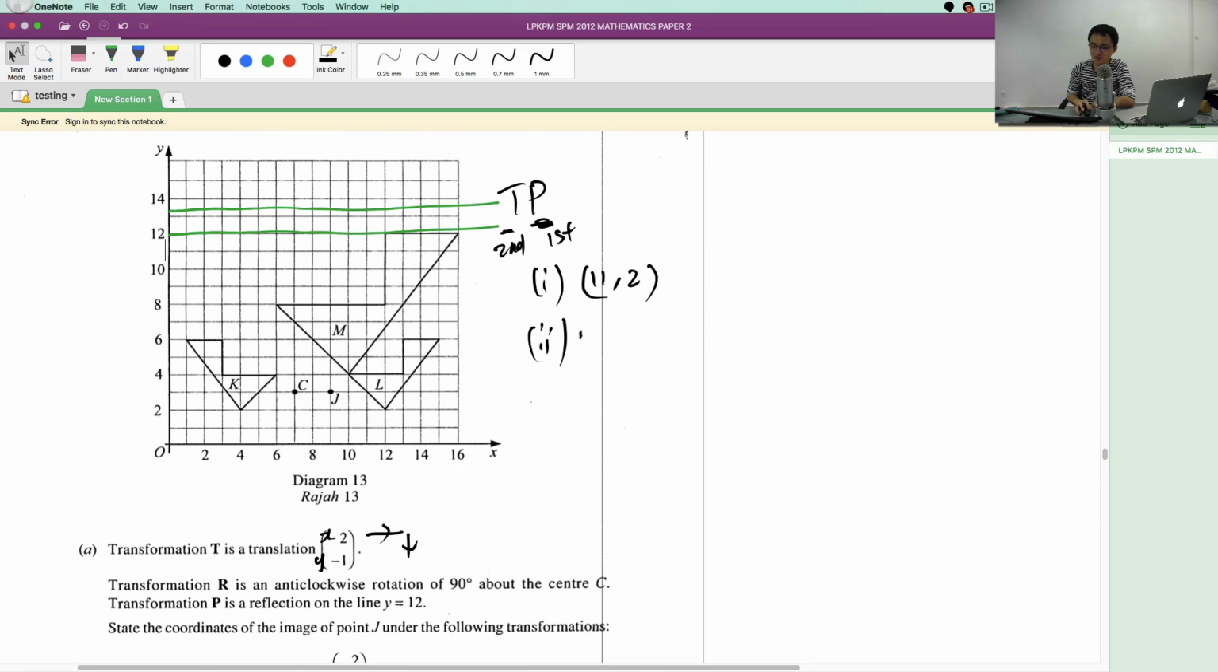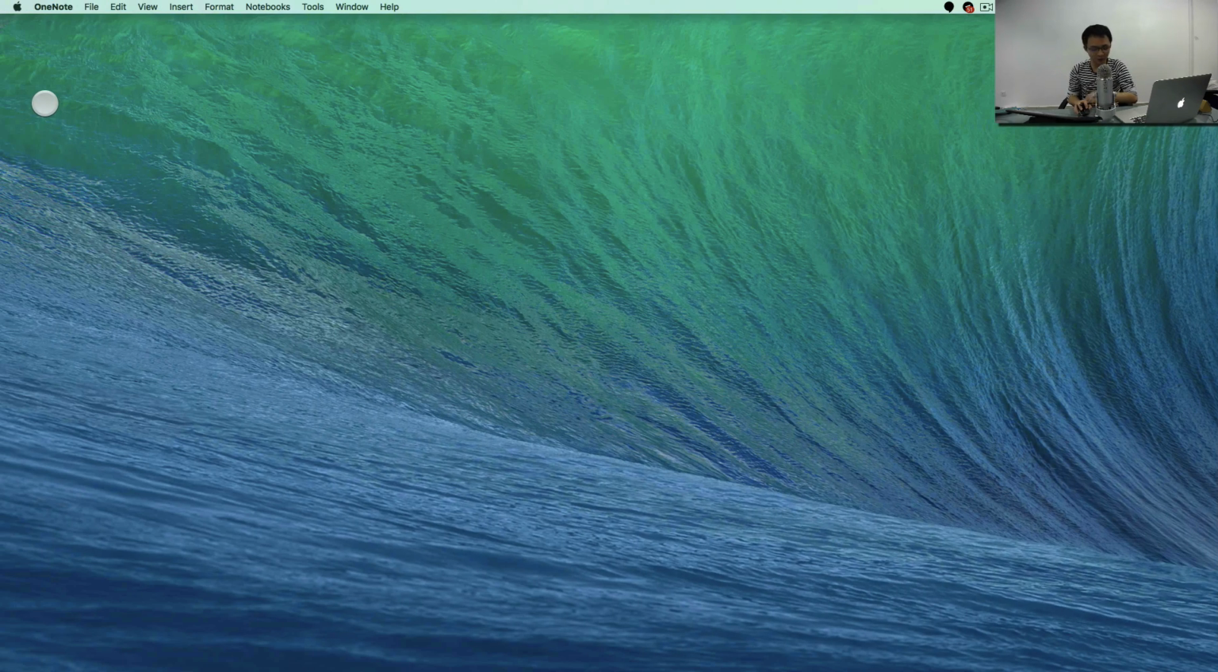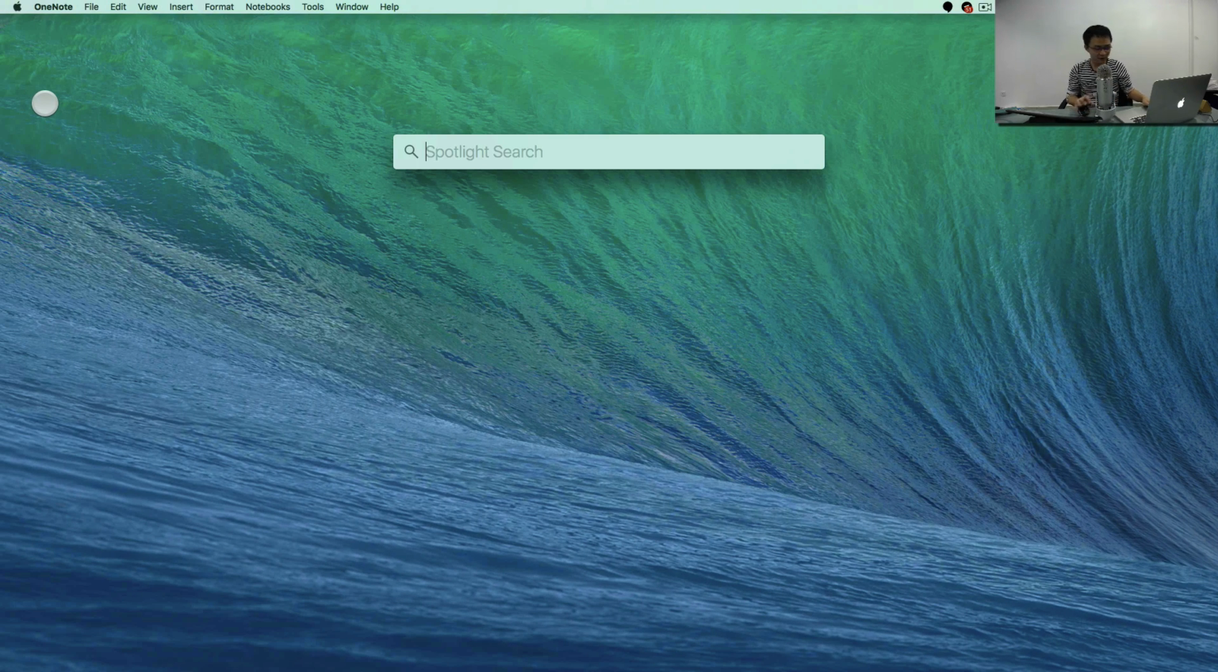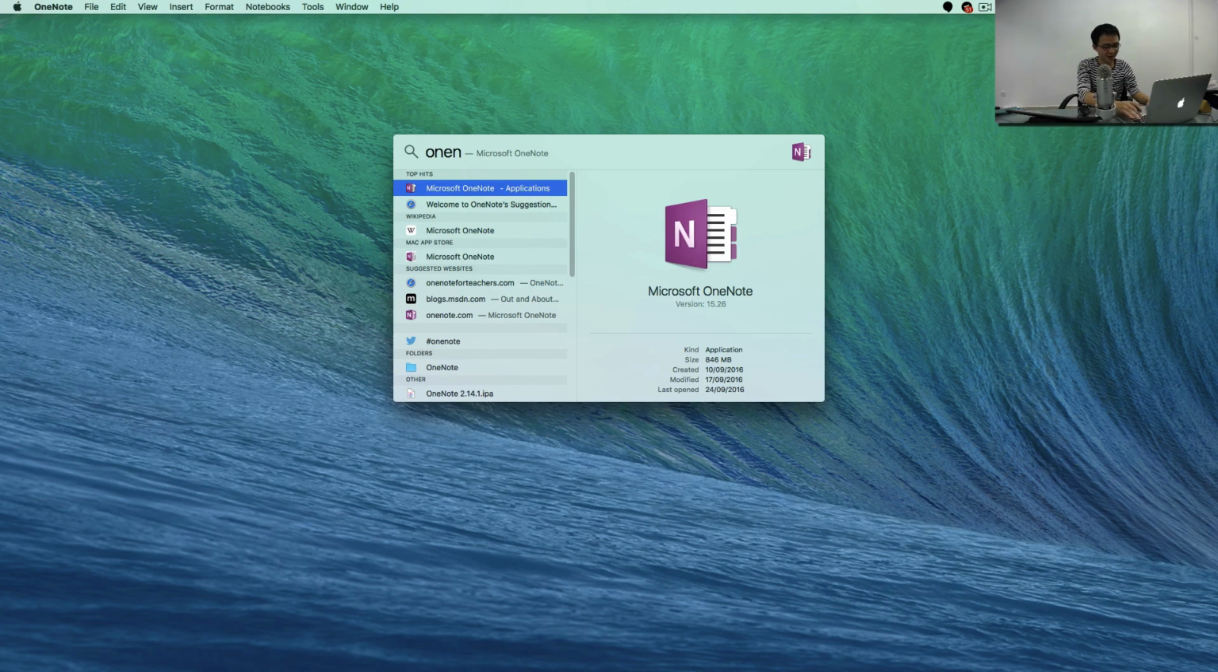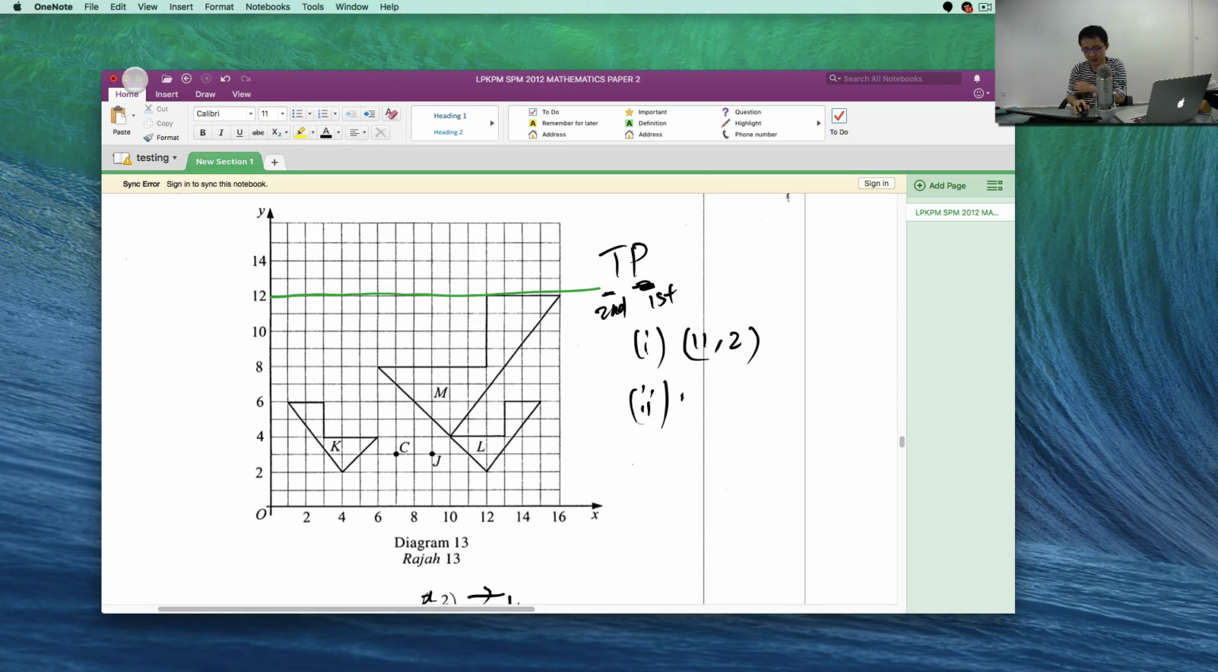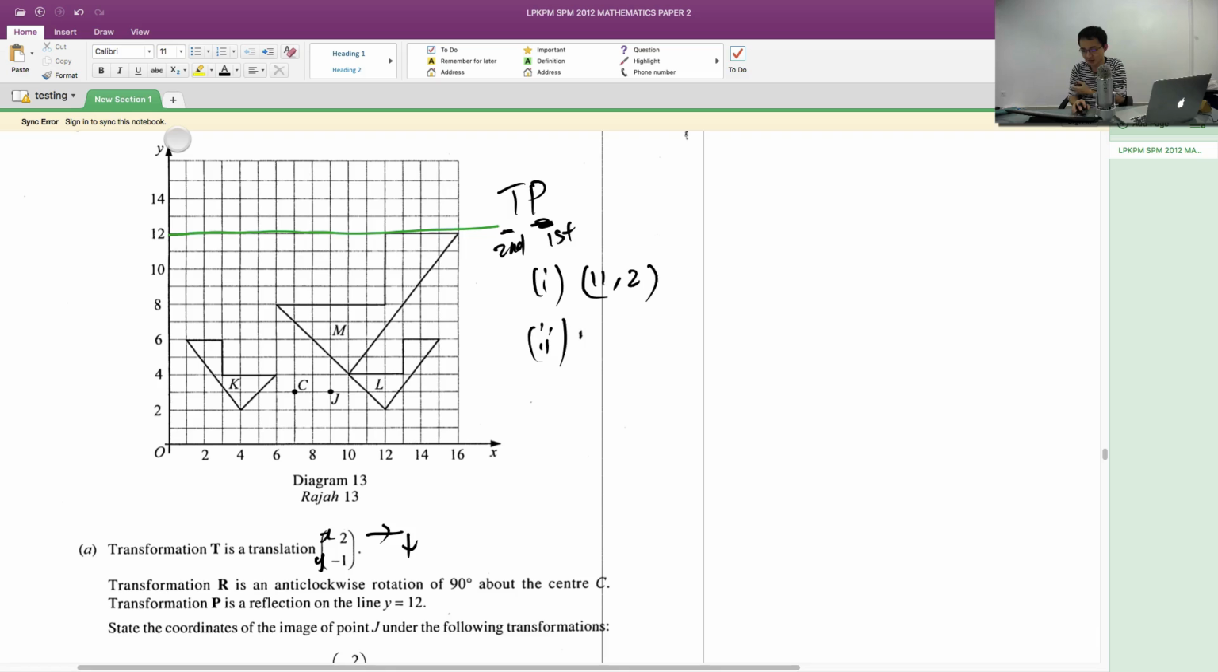Okay, the screen hung again. Give me one moment. I will need to close and open it again. I'm not sure what happens to Microsoft. It's such a big company, but they have this kind of bug. Alright, so okay, come back to this one.